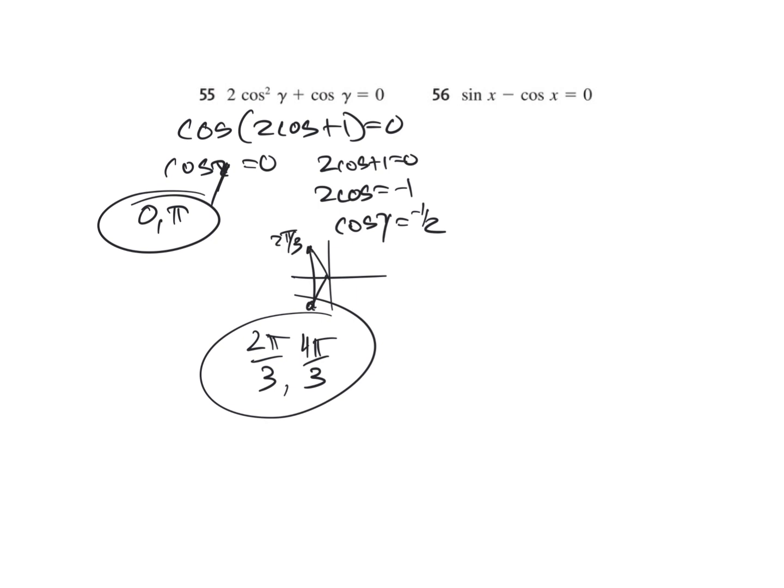Okay, so let's do, I made a mistake, obviously. Where's cosine 0? Cosine is 0 at pi over 2 and 3 pi over 2. So, my bad.